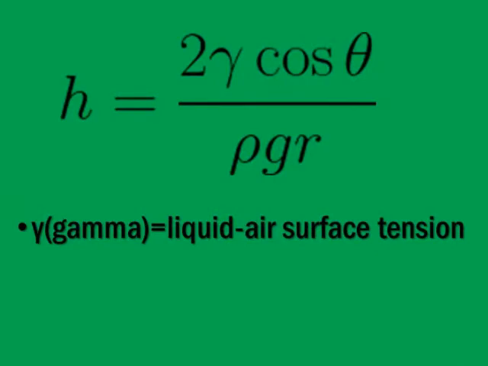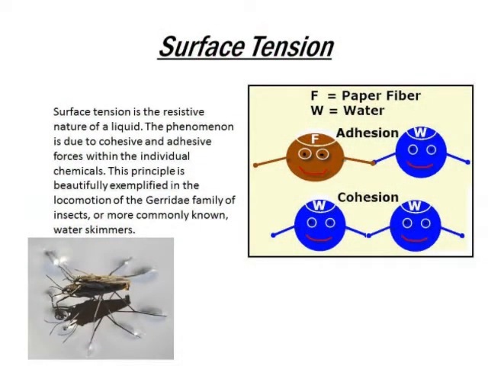Now, the gamma in the equation represents surface tension. Surface tension is the resistive nature of a liquid. The phenomenon is due to cohesive and adhesive forces within the individual chemicals. This principle is beautifully exemplified in the locomotion of the Gerridae family of insects, more commonly known as water skimmers. Now, when we talk about cohesion, that refers to water molecules sticking to other water molecules. When we talk about adhesion, that is the nature of water molecules tending to stick to molecules of other materials.